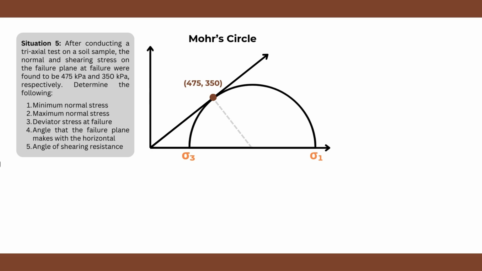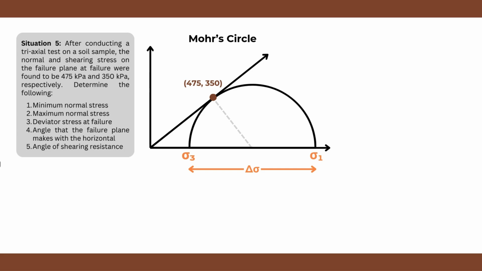Para naman sa distance between sigma sub 3 at sigma sub 1, which is also the diameter of our circle, yun naman yung deviator stress at failure natin, which we will denote as delta sigma. Kung bakit delta yung attached na symbol, it's just because yun yung usual na ginagamit for change or differences in value.